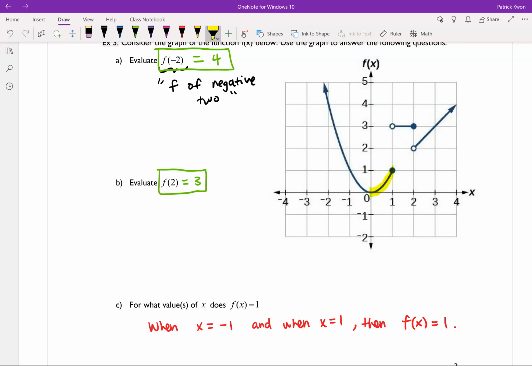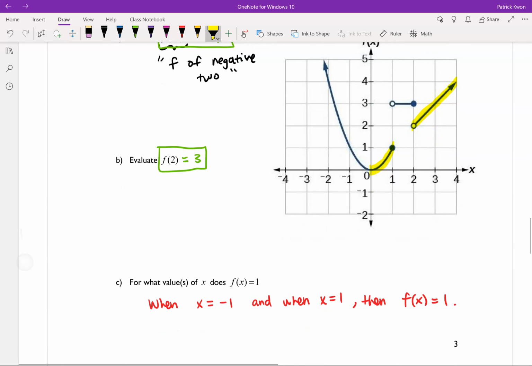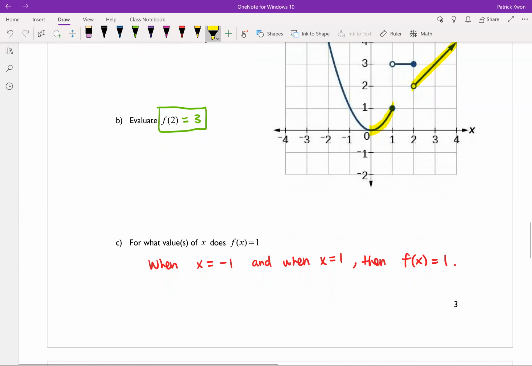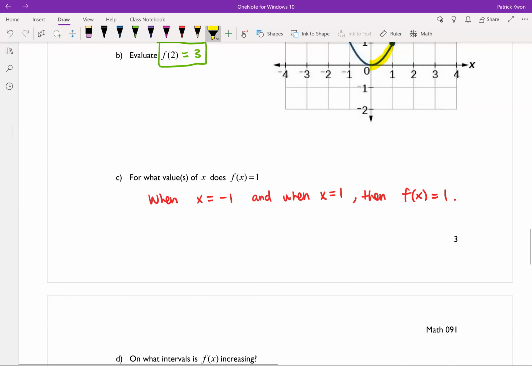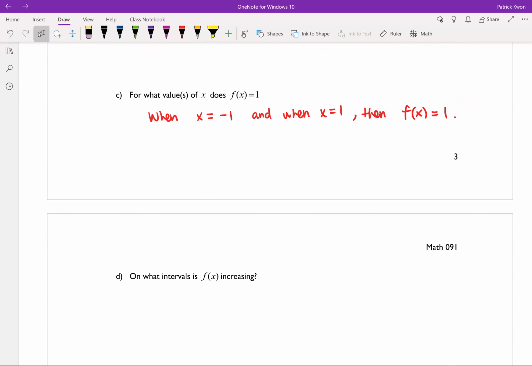So if you notice here, between the x values of 0 and 1, the graph is increasing then. And then also at this portion of the graph as well. And so we want to actually write our answer in interval notation. And we also want to write a full sentence. So we can say f of x is increasing on the intervals.